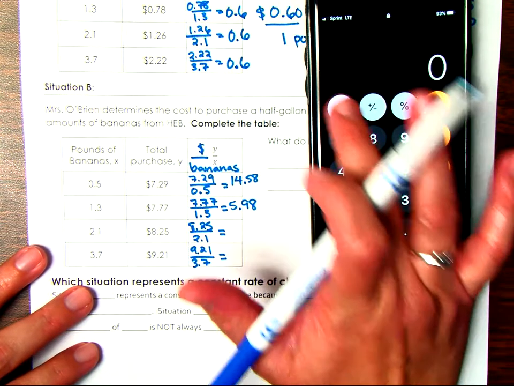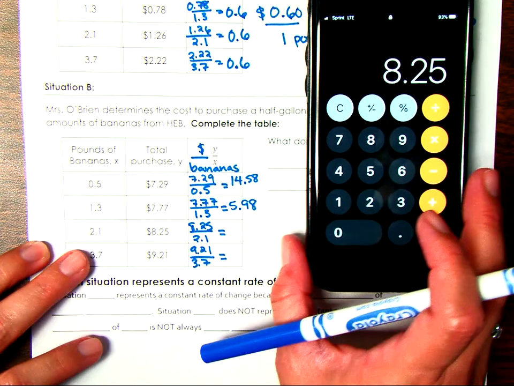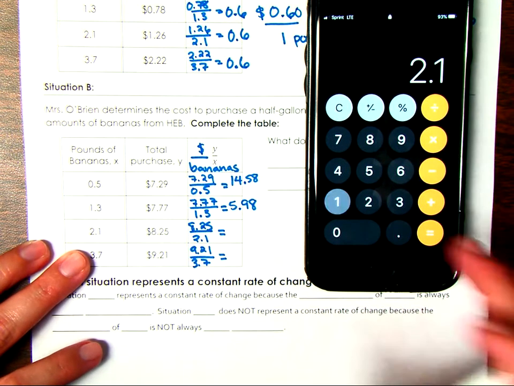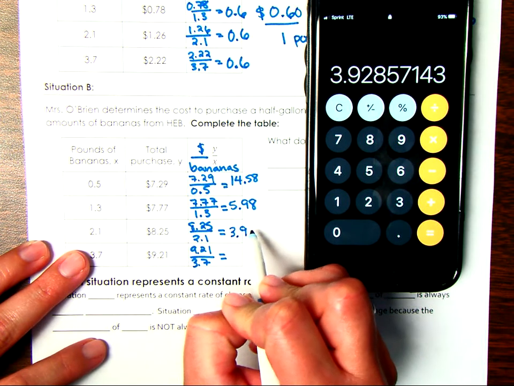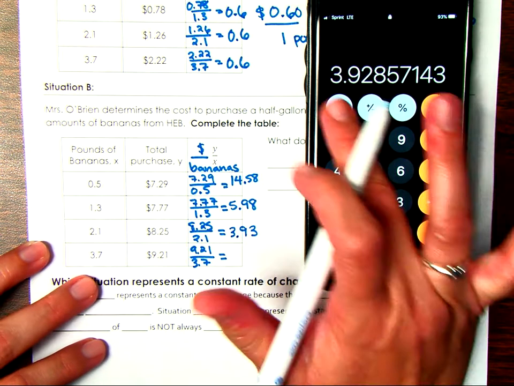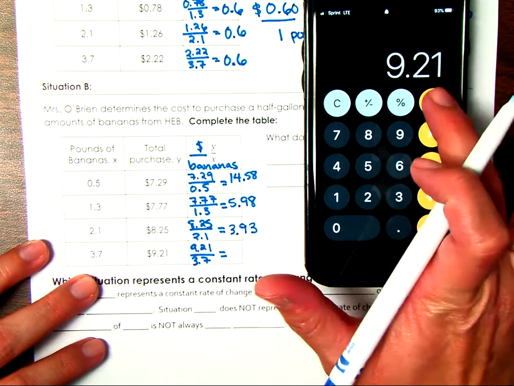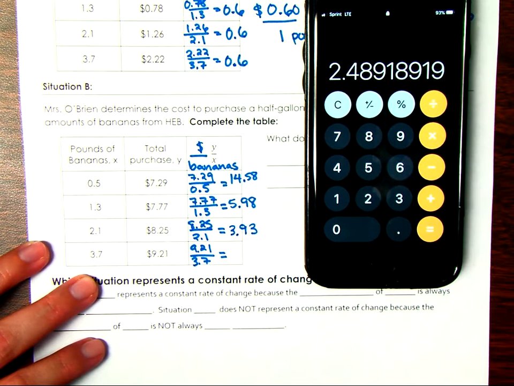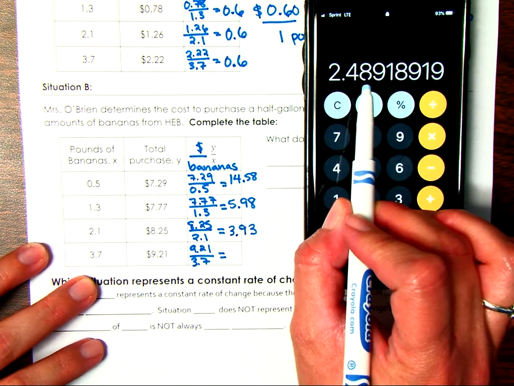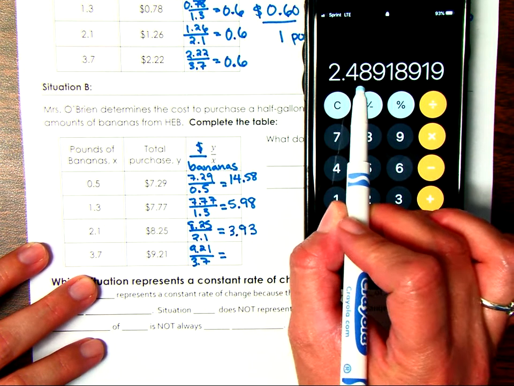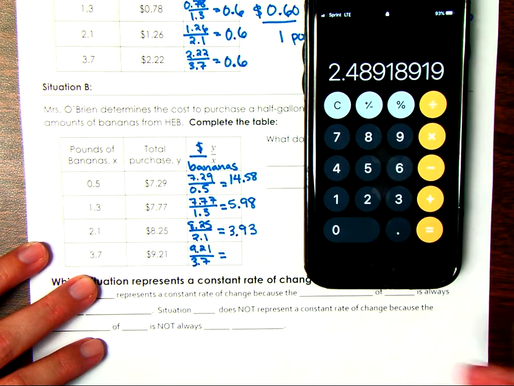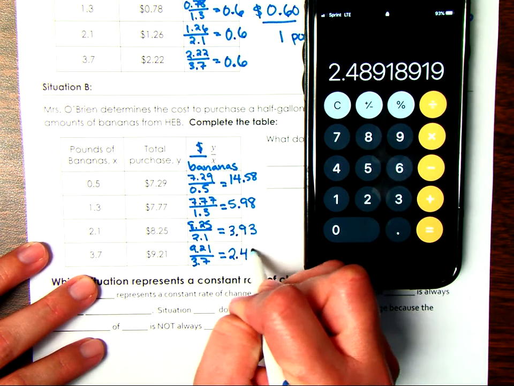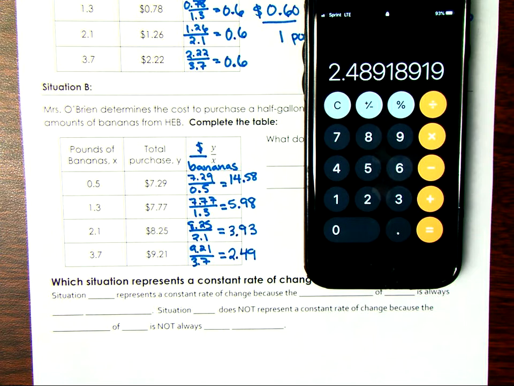Then I'm spending $8.25 for that half gallon of ice cream and 2 1/10 of bananas, and we get 3.93 when we round. Then 9.21 divided by 3.7. Now this is where I'm glad we have this number. This is $2.48, but when you go to that 9, that's going to be $2.49. So remember, when we're rounding to the nearest hundredth, you actually have to look at the number in the thousandths place.